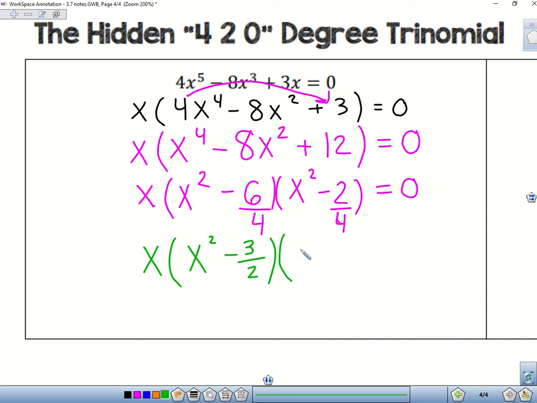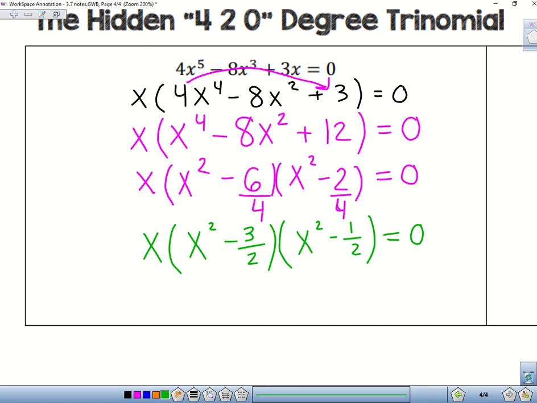Good, 3 over 2, and the next one reduces to? Negative 1/2. So you reduce the fraction first, okay? And now, technically, you could bring this back over, but we're going to just be solving for it anyway, so we don't have to bring it back over here. You can if you want, but you don't have to.